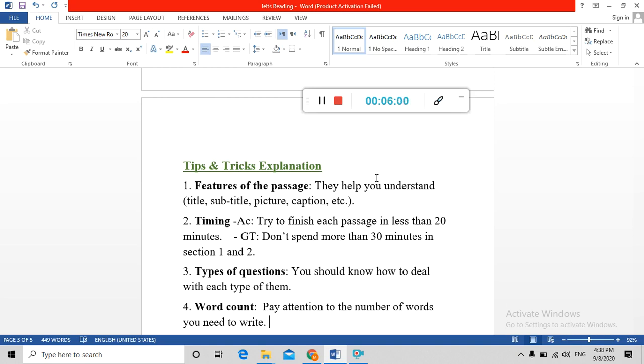Word count. Pay attention to the number of words you need to write, because if they ask you to write 2 words and you write 3 words, then your answer is wrong. It's not correct.